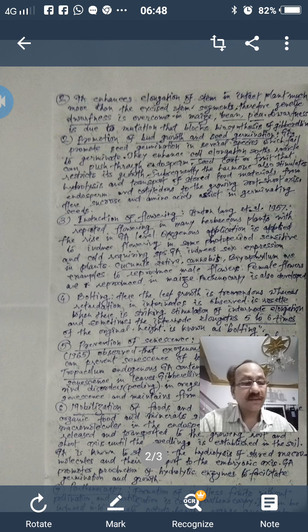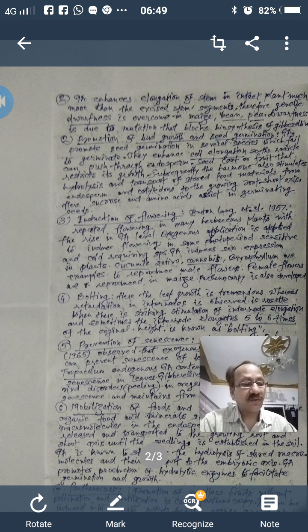This is the distinguished characteristic. Dwarfness is overcome in maize, bean, pea. Dwarfness is due to a mutation that blocks biosynthesis of gibberellic acid; enzymes are blocked somewhere. Third, promotion of bud growth and seed germination. GA promotes seed germination in several species which fail to germinate even when dormancy is removed. They enhance cell elongation, so the radicle can push up through the endosperm, seed coat, or fruit that restricts its growth.